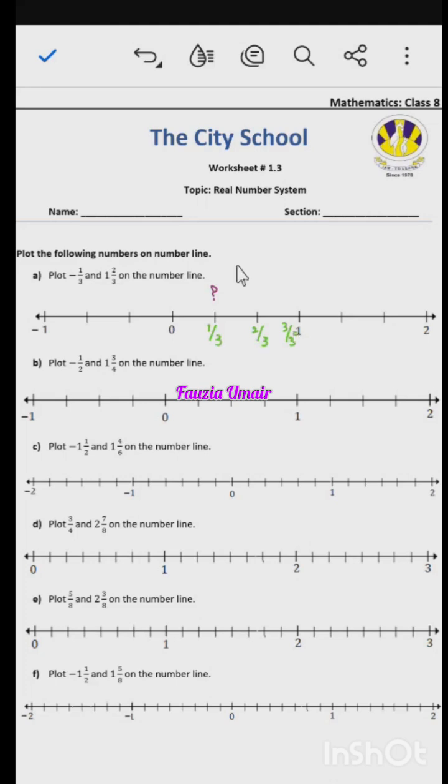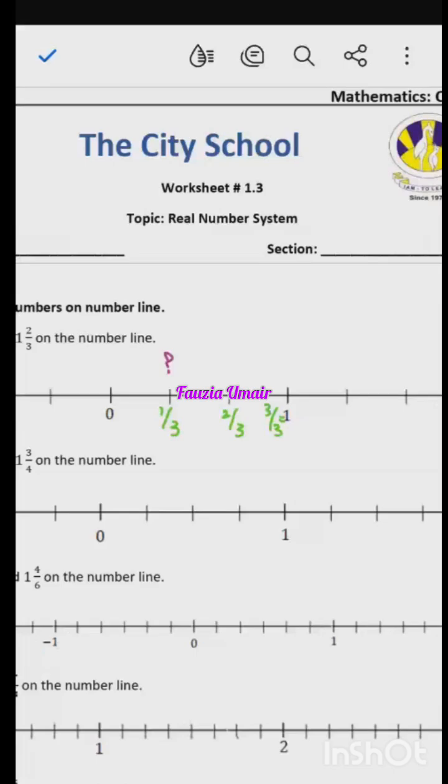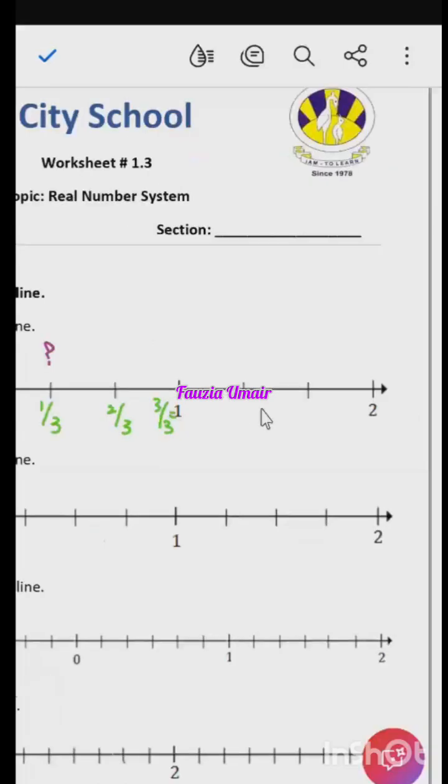Excellent. So now what would be between 1 and 2? Anybody else? What will be between 1 and 2? Please raise your hand for the answer. Tawassal, what will be between 1 and 2? Ma'am, 1/2.